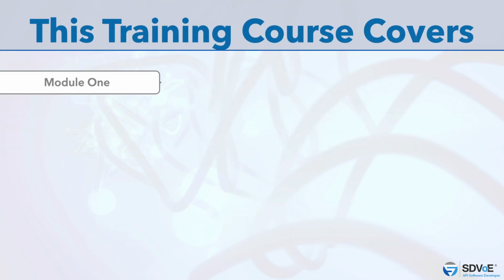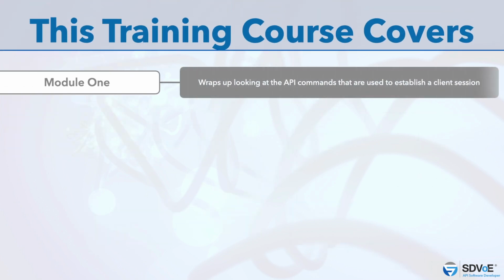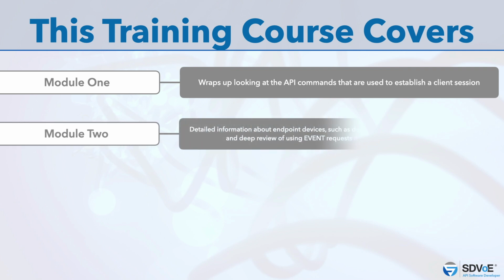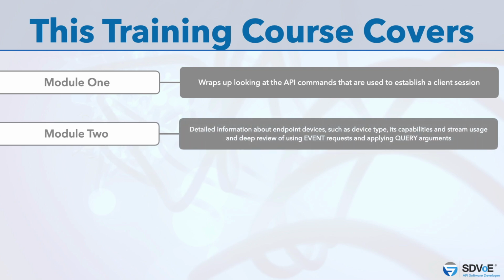This module will provide you with a clear orientation of the course and give you the opportunity to get your toolkit in place before reviewing the API commands used to establish a client session. Module 2 will reveal how to retrieve detailed information about endpoint devices, such as device type, capabilities and stream usage, as well as provide a closer review of how we use event requests and apply query arguments.